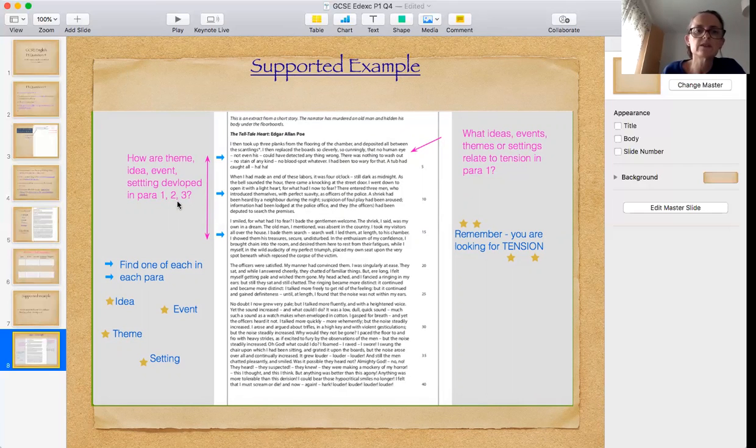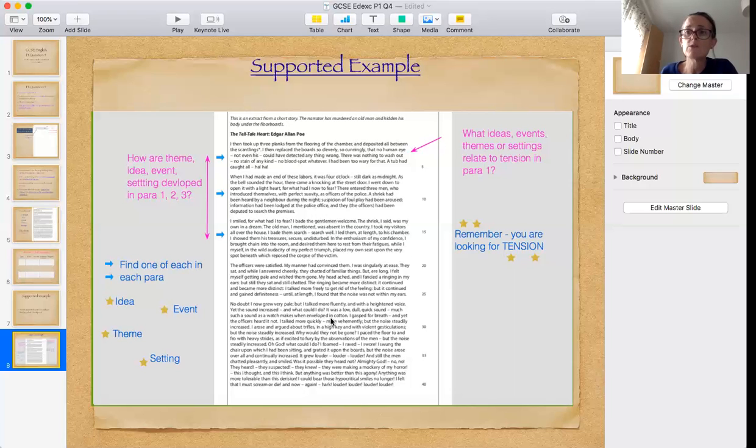And then if we move over to the side here, how are the themes, ideas, events and settings developed in 1, 2, or 3? So if you found a theme or an idea or an event, how is it developed in paragraph 1, in paragraph 2, and in paragraph 3? Follow and see what's happening with that theme or idea. Is it changing? Is it staying the same? How is the tension increasing? Remember, it's always going to be linked to tension.